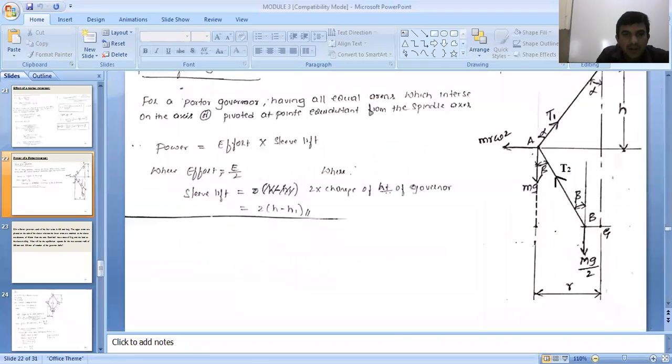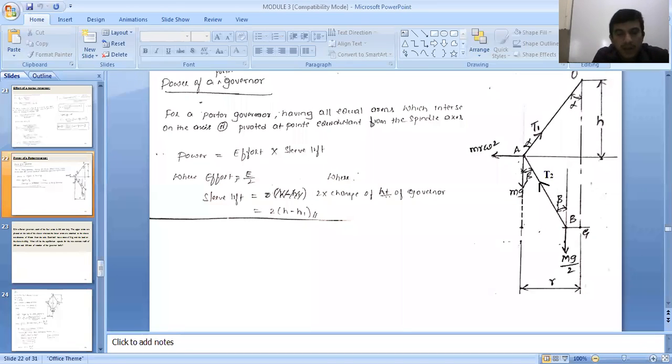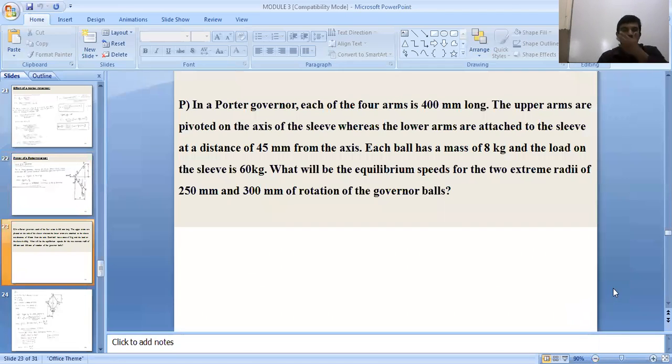Now take a notebook, pen, pencil, calculator. We'll go for solving the problem on the Porter governor. Yes, take 2 minutes time. Take notebook, pen, pencil, eraser, and calculator. Now read the problem once or twice. Now it is given a Porter governor. First identify the type of governor. What is the type of governor?